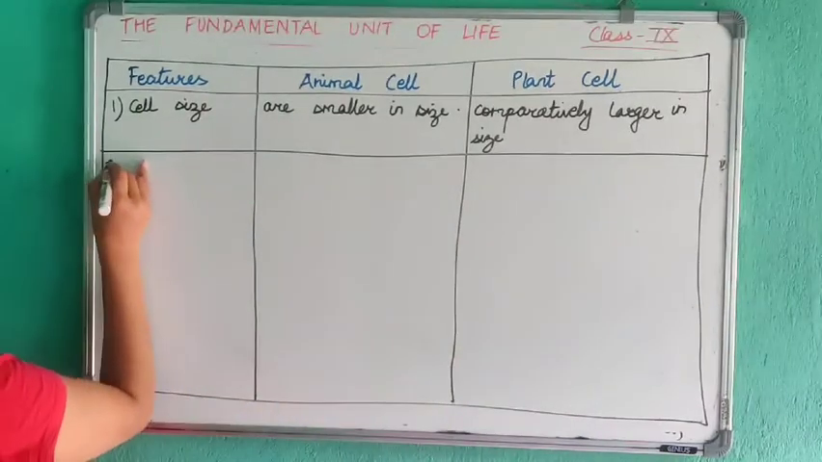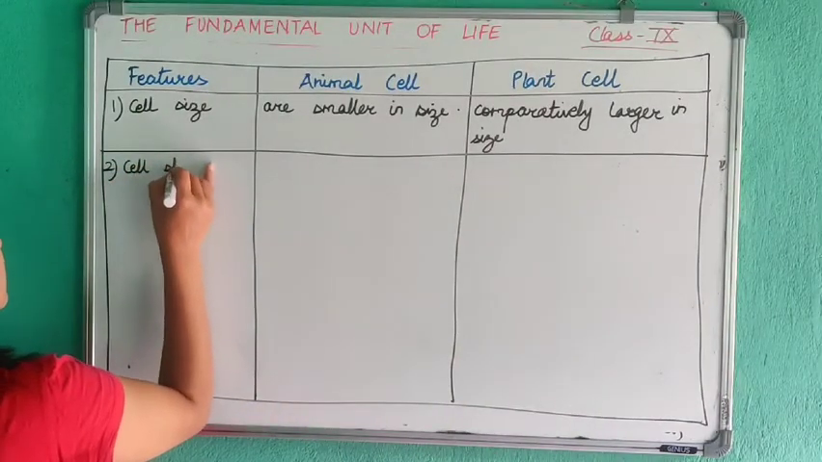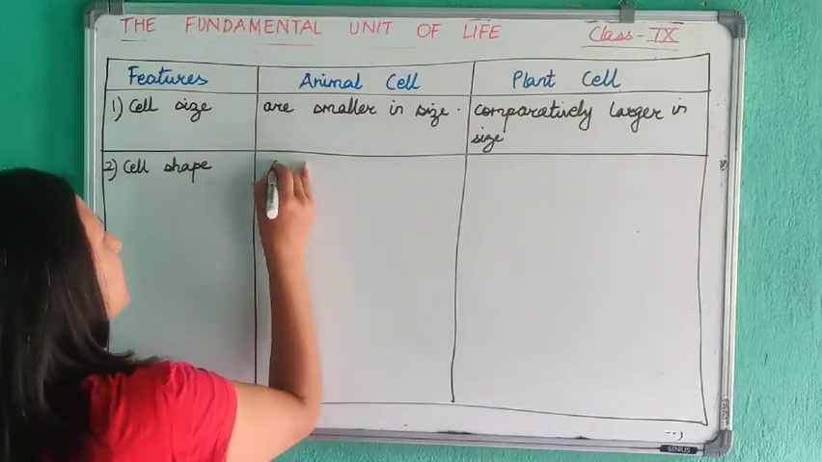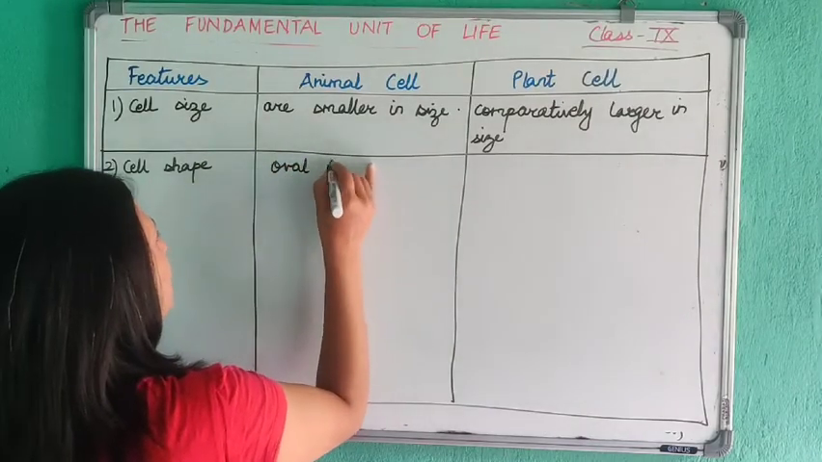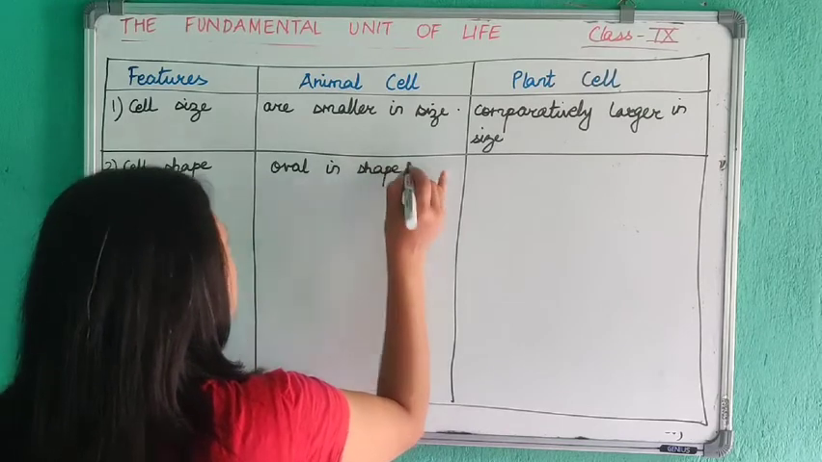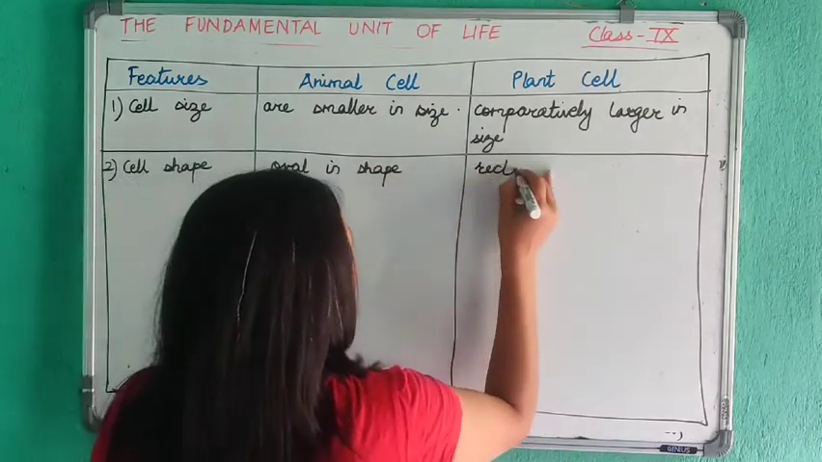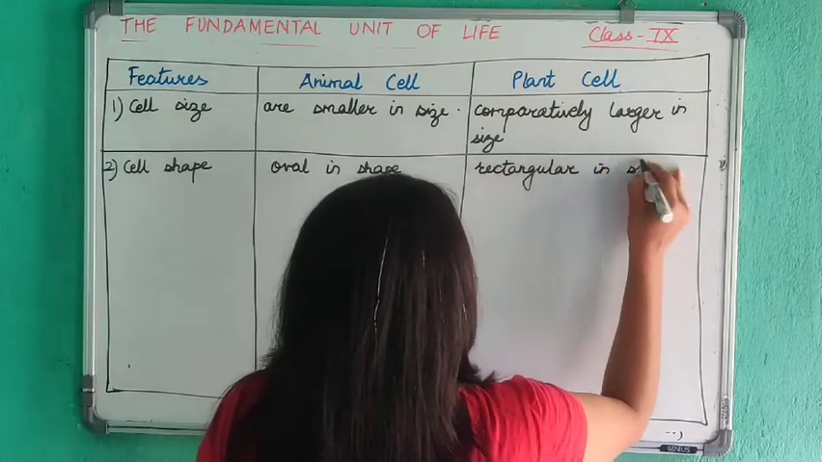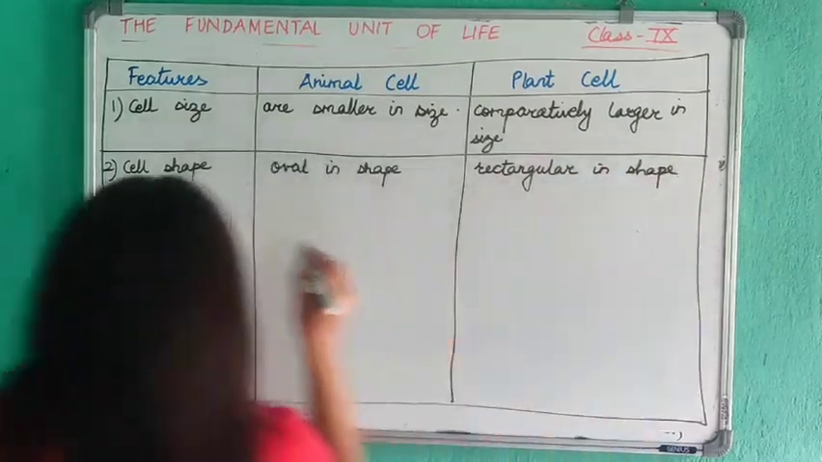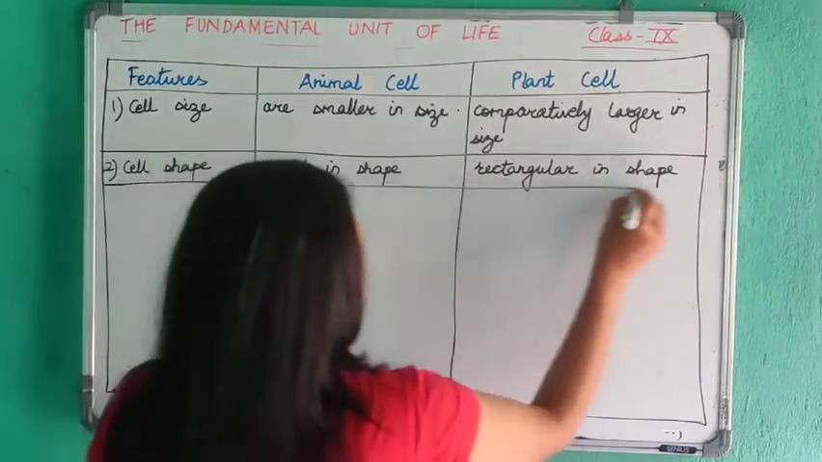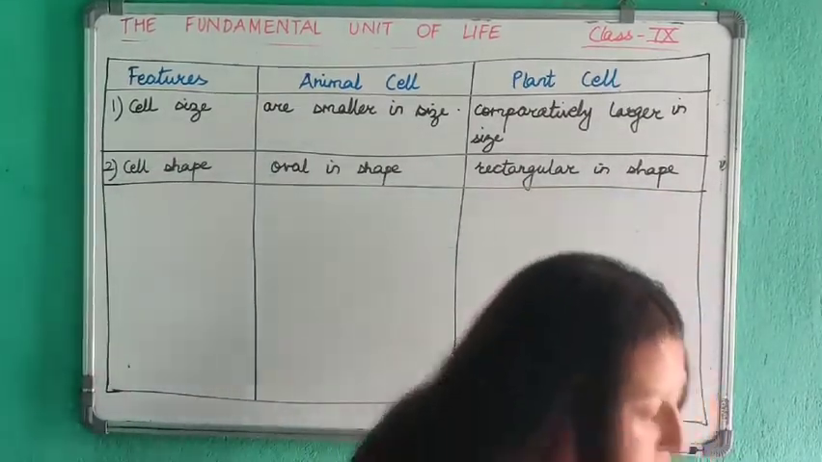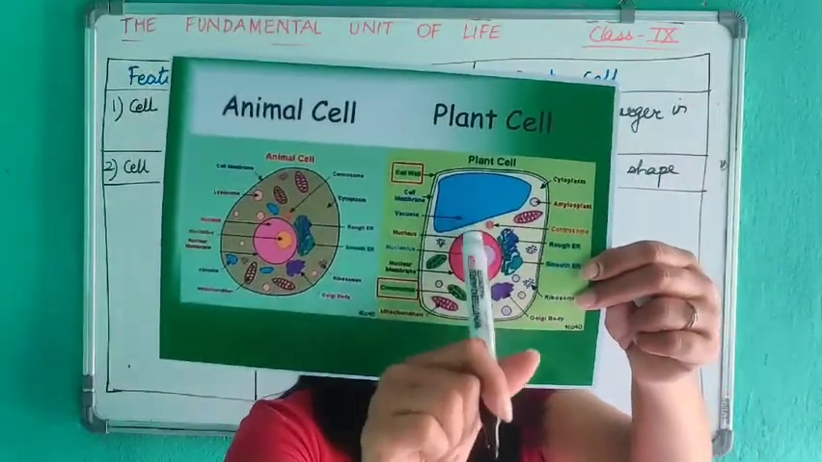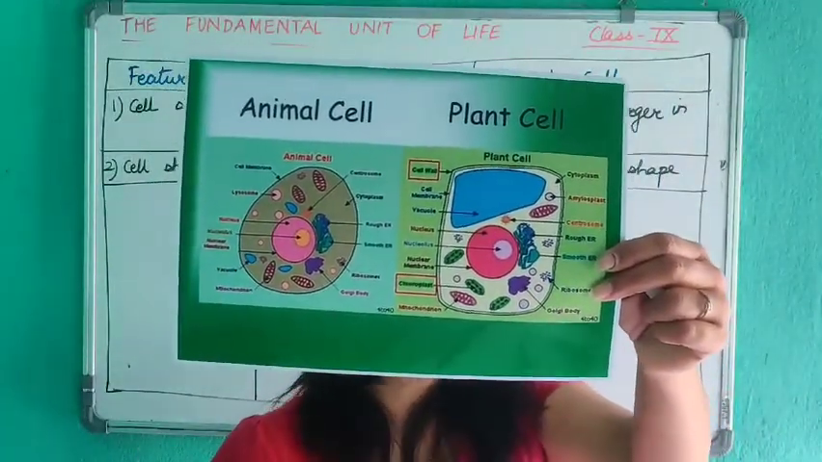Next difference is in cell shape. Shape of the cell. Usually animal cells are oval in shape, whereas plant cells are rectangular in shape. Look at the diagram here. The animal cell is shown oval. Plant cell is rectangular, like a rectangle.